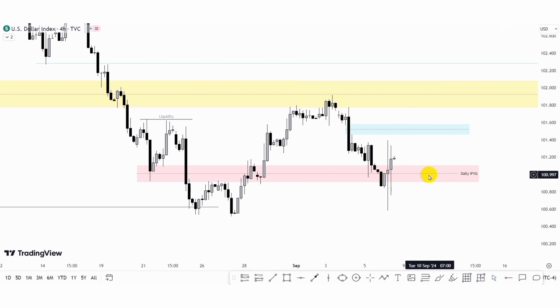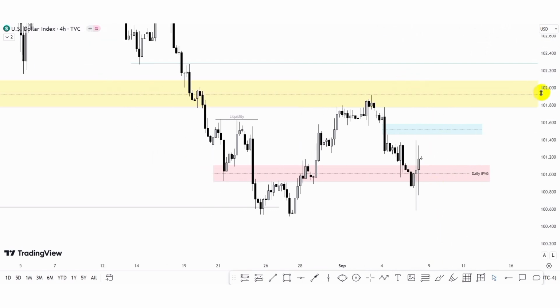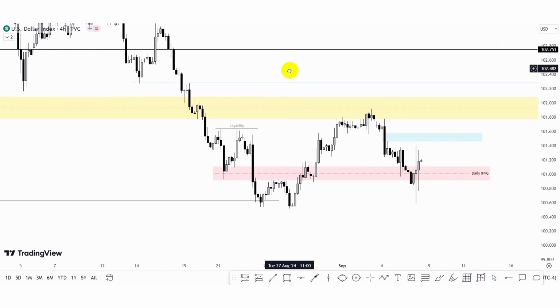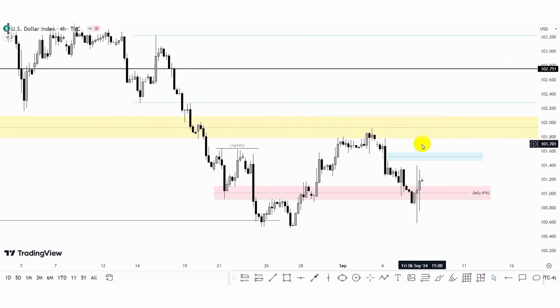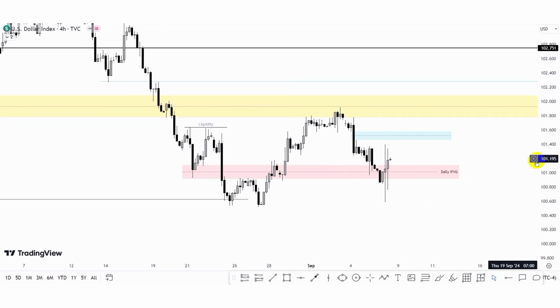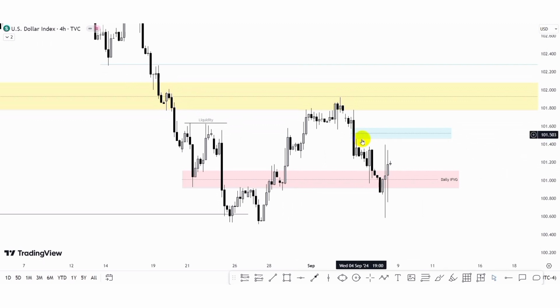Except price chooses to do otherwise and continues the movement to the upside, and then possibly mitigates this order flow before we have the fall of price. But I'm more focused on this particular price zone to see price reaction here, and then we see the continuation to the downside. So we can see price facing rejection at the inversion fair value gap.